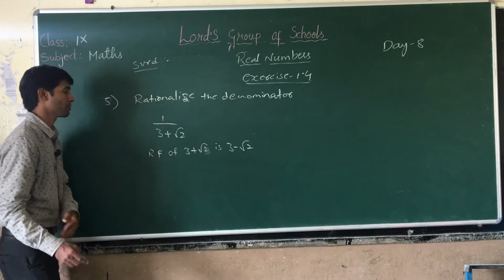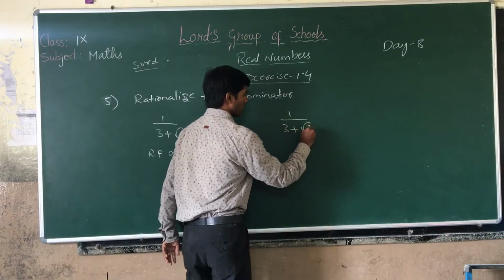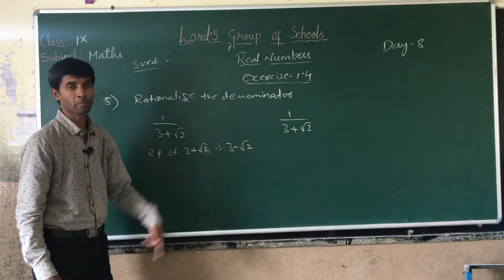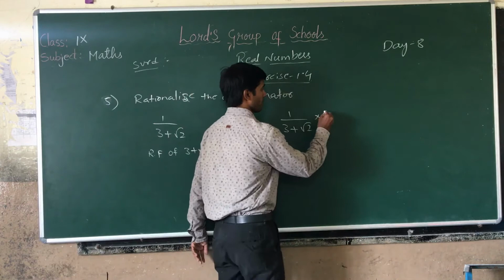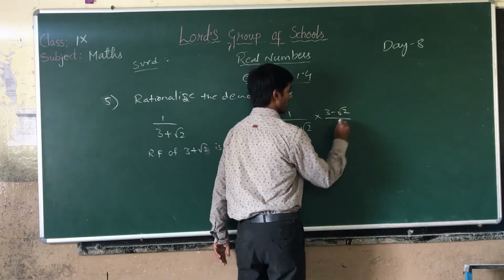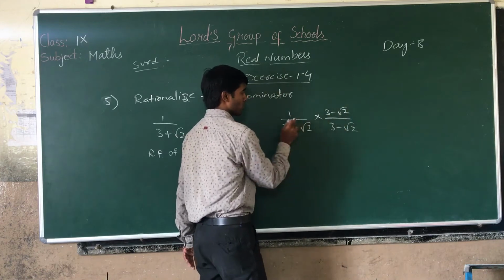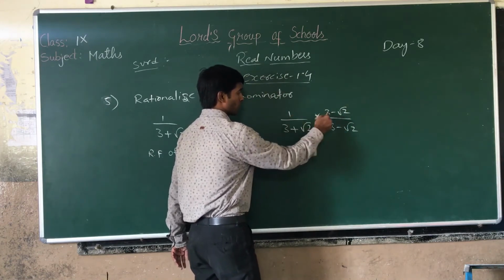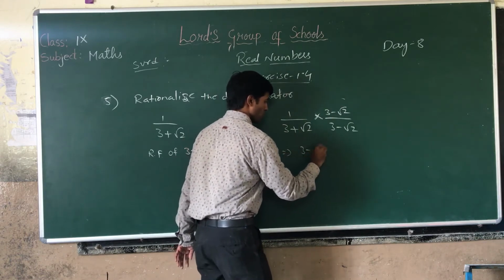Let us see how it will become. See now, 1 by 3 plus root 2. The rationalizing factor is 3 minus root 2, which we have to multiply for both numerator and denominator: 3 minus root 2 by 3 minus root 2. So 1 into 3 minus root 2 is the numerator multiplication. 1 into any number gives the same number, that is 3 minus root 2.